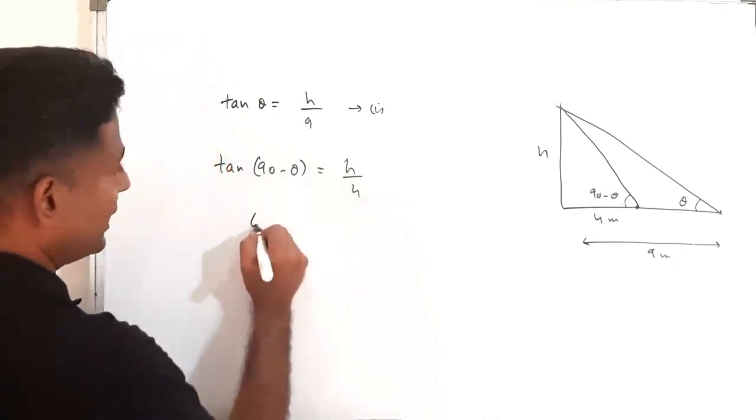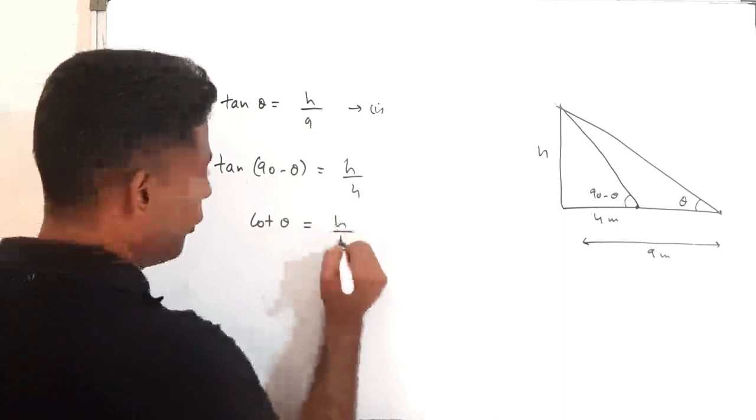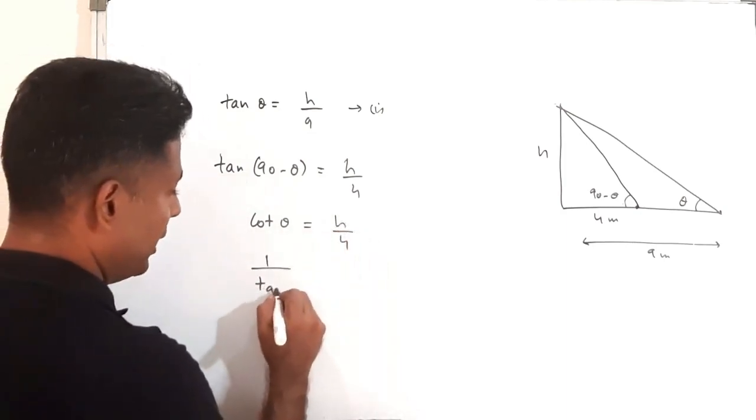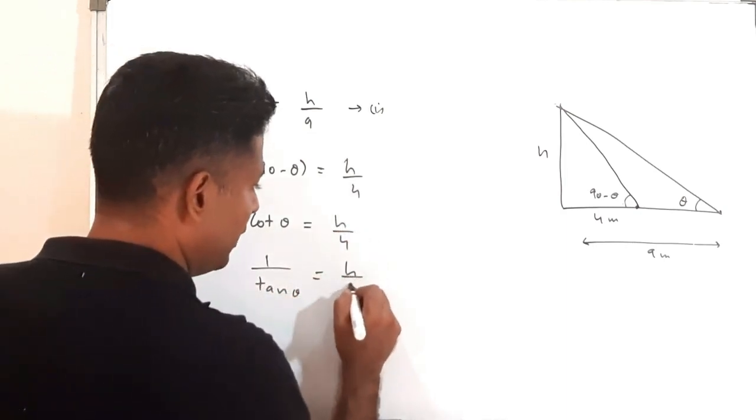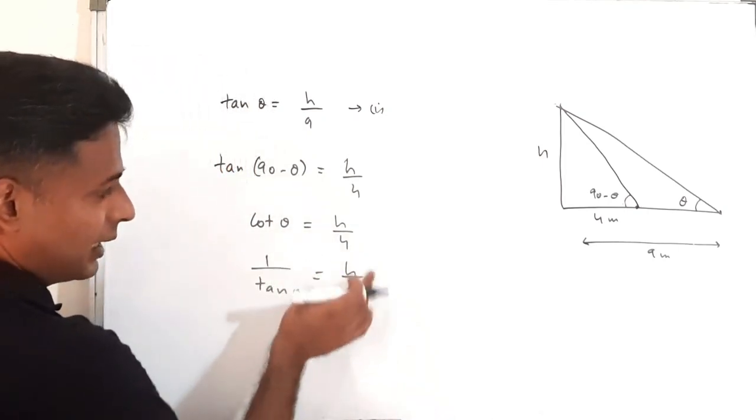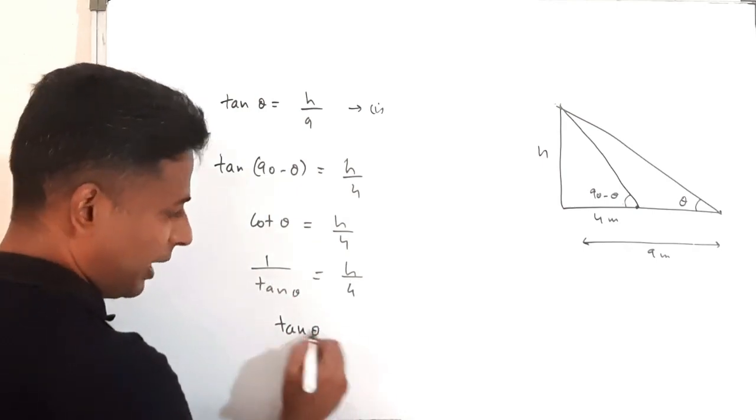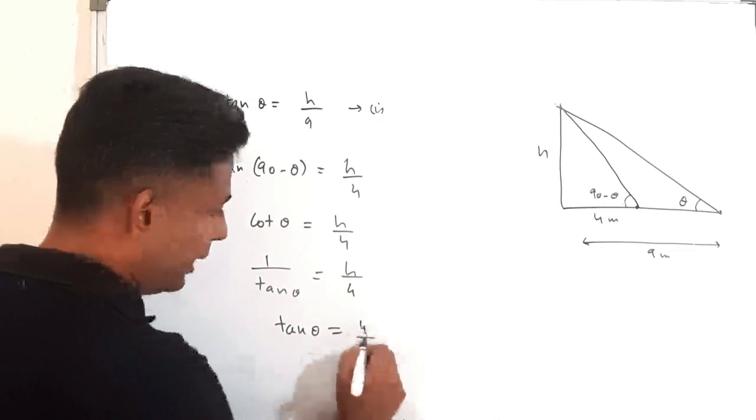But tan 90 minus theta is cot theta. Cot theta equal to h by 4. Cot theta can be written as 1 by tan theta equal to h by 4. So when I take reciprocal here, I also have to take reciprocal there. So tan theta equal to 4 by h.